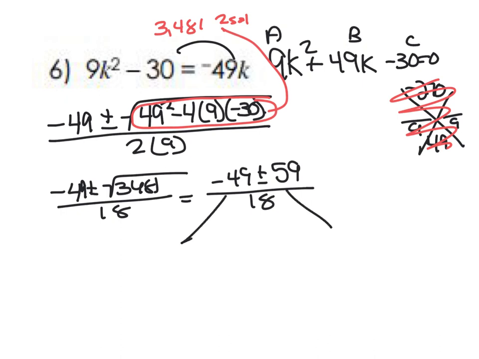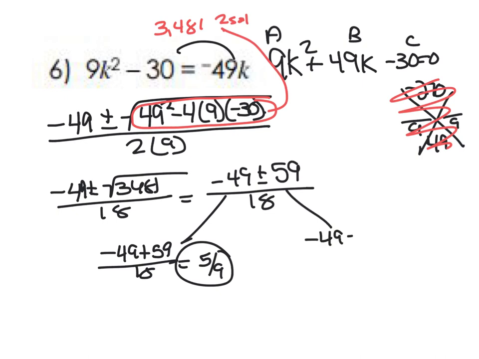So it splits off: negative 49 plus 59, so that'd be 10 divided by 18, which is 5/9. Then negative 49 minus 59 over 2a, which is 18, equals negative 108 divided by 18, so negative 6. Whew.